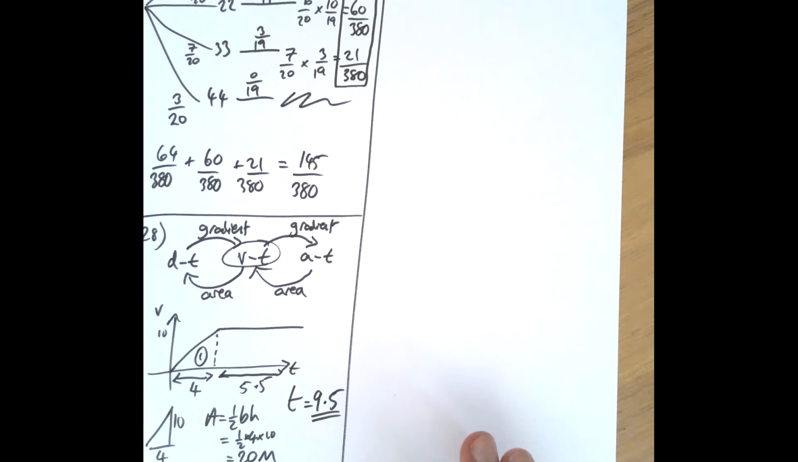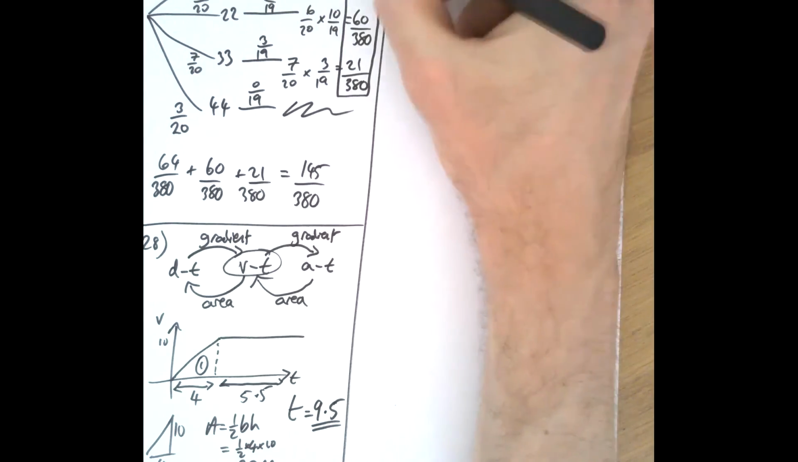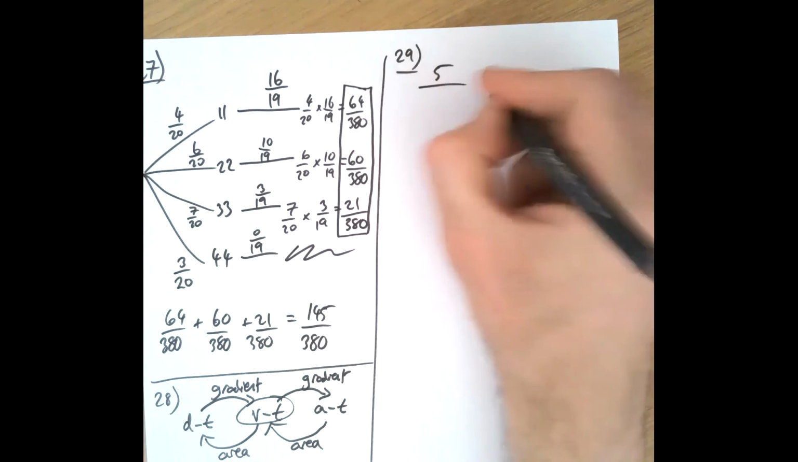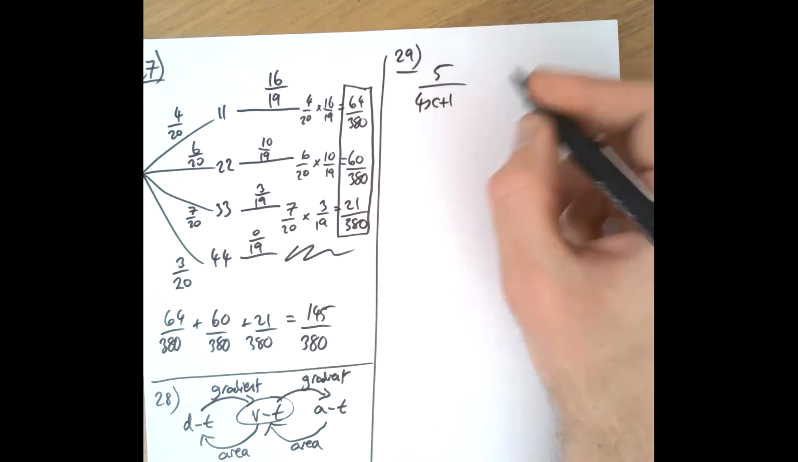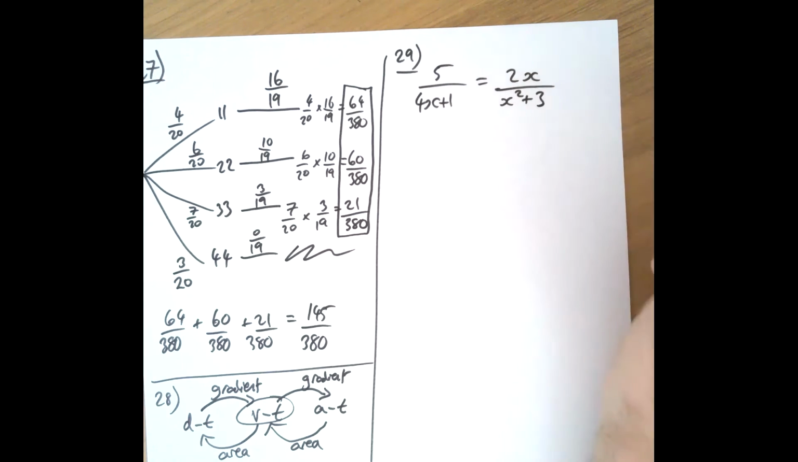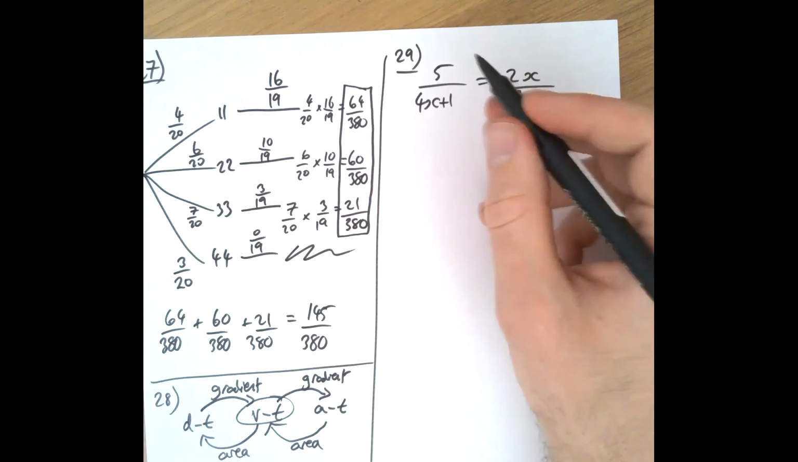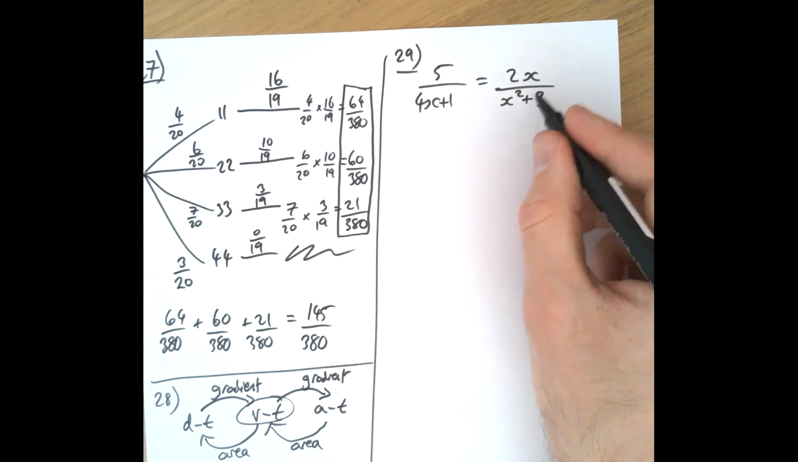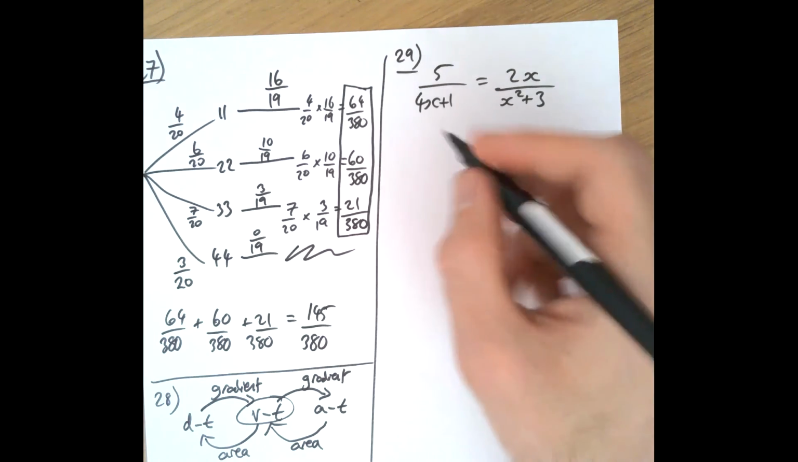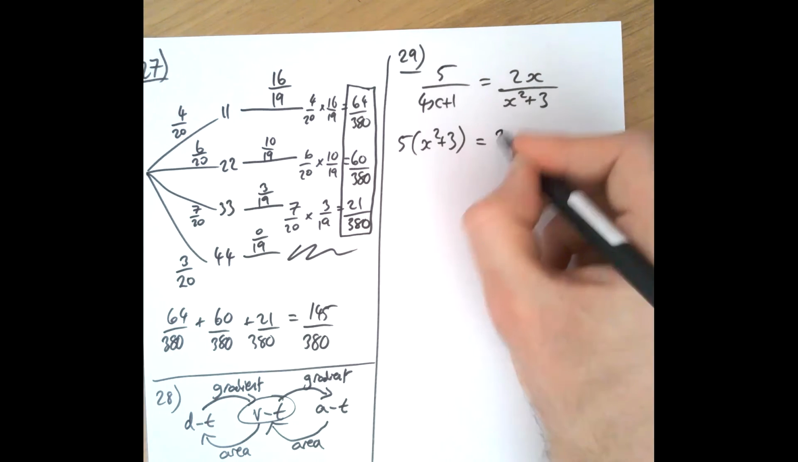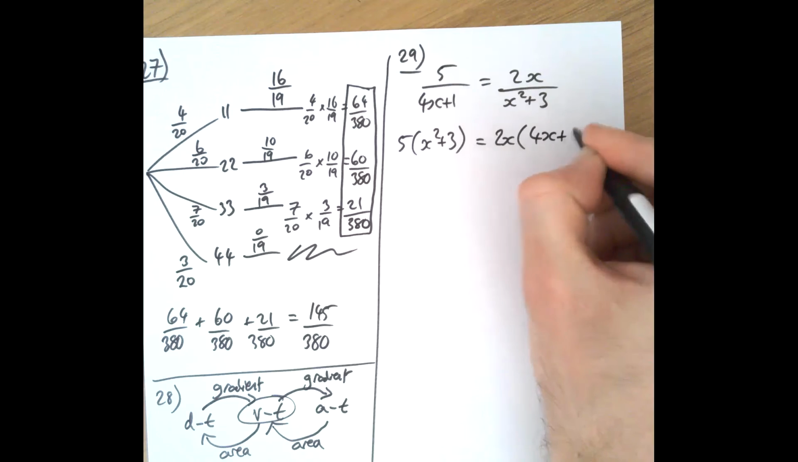Right then, the final question is a bit of a beast, I'll be honest with you. So bear with, and let's have a look to see if we can do this one. So we've got 5 over 4x plus 1 is equal to 2x over x squared plus 3. Now when we've got these fractions, we're going to cross multiply. So we multiply the left hand side by this denominator, and the right hand side by the other denominator. So we get 5 lots of x squared plus 3 is equal to 2x brackets 4x plus 1.